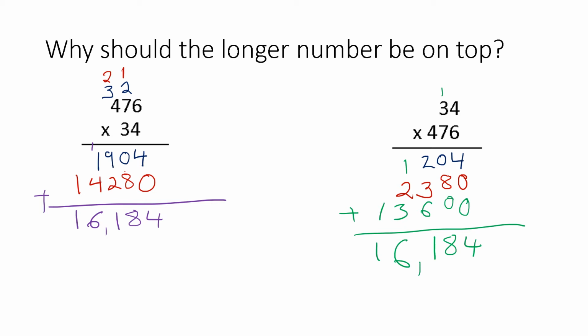We got 16,184. But, and I see this a lot with some of my students throwing them off significantly, over here you had 3 columns as opposed to the 2 over here. And those 3 columns just mean you have extra potential for mistakes. So much better to make sure that you're doing your longer number on top, so you only have 2 rows that you're multiplying, 2 rows that you're adding, less potential for missing something somewhere in there.